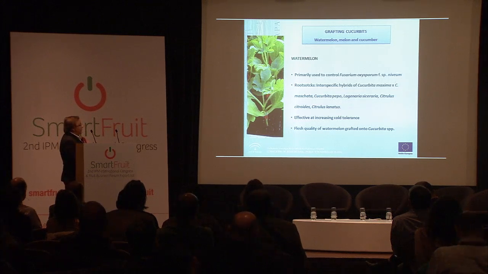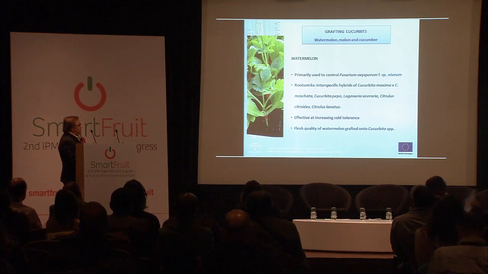In watermelon, it's used mainly to control Fusarium oxysporum and Fusarium niveum. You also have Cucurbita maxima, used mainly in Moschata here in Spain, particularly Lagenaria siceraria. Wild watermelons like Citrullus colocynthis are a source of resistance. And also seed companies are now offering Citrullus lanatus, as common watermelon, as a rootstock.